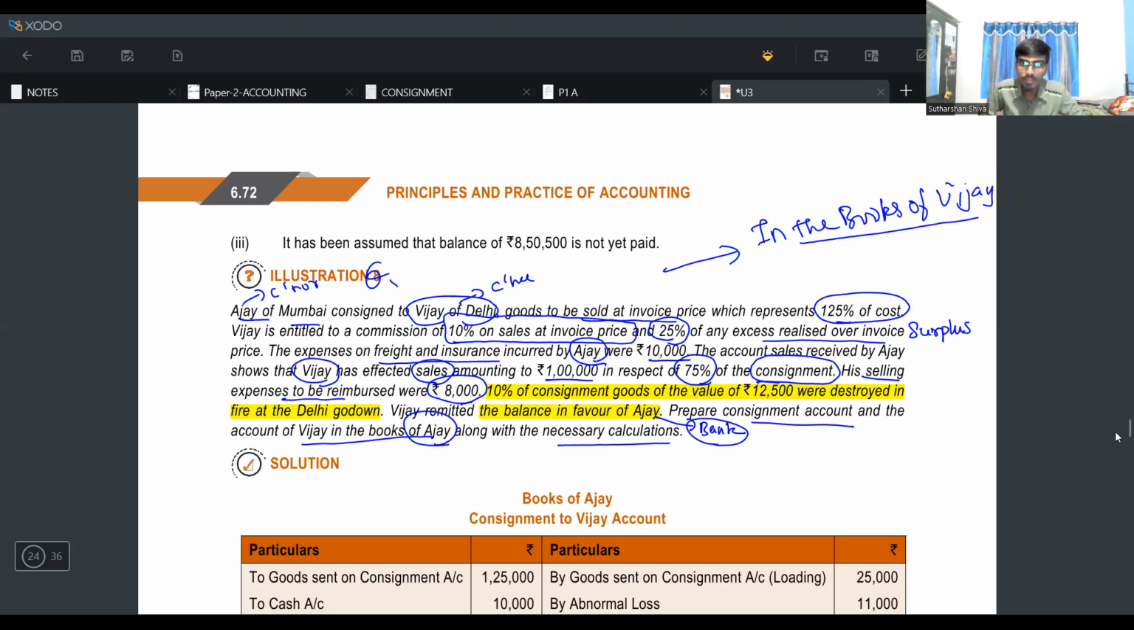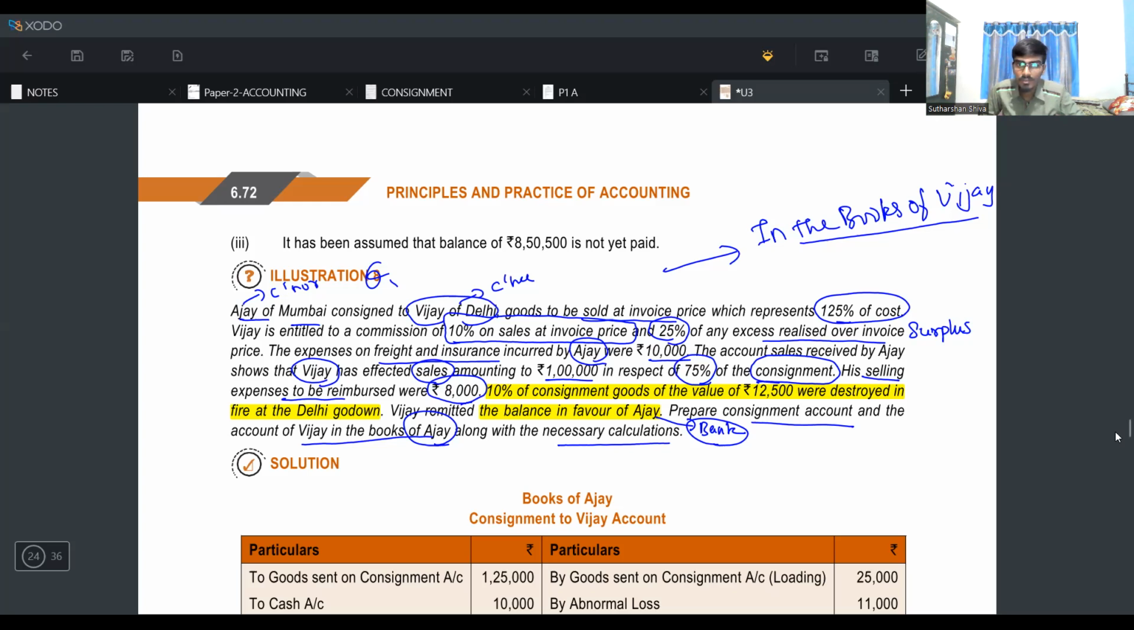Okay, 75% is sold, right? 100% is 1,25,000. 75% is how much? You will get your answer: 1,25,000 into 75 divided by 100 gives 93,750. This sold worth is 93,750.